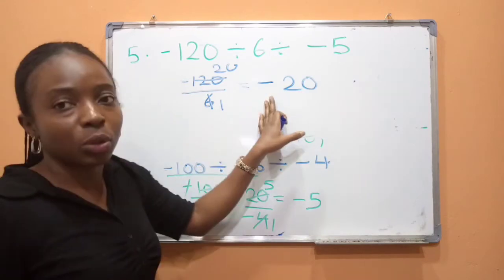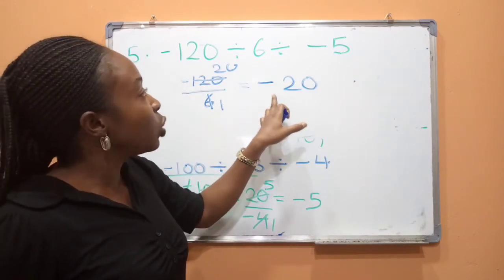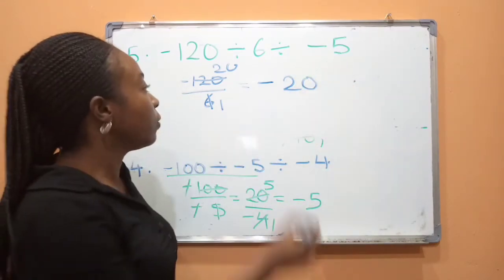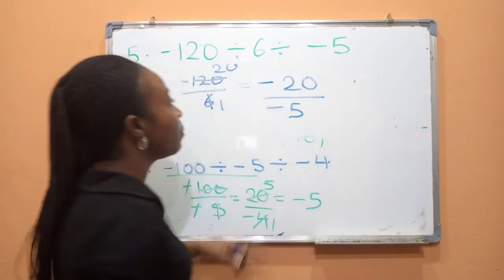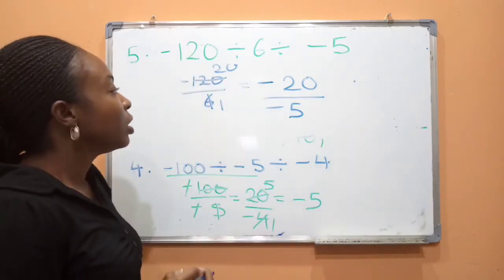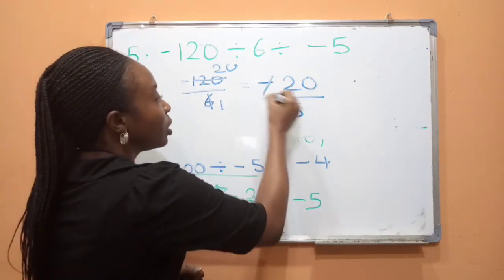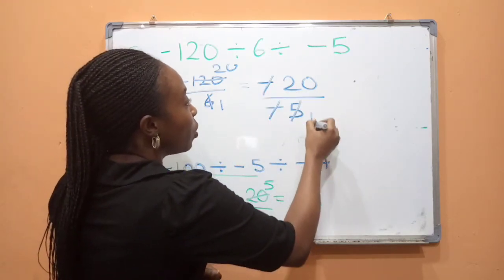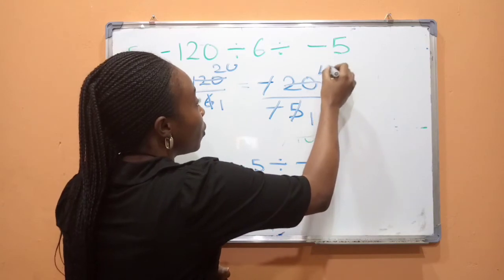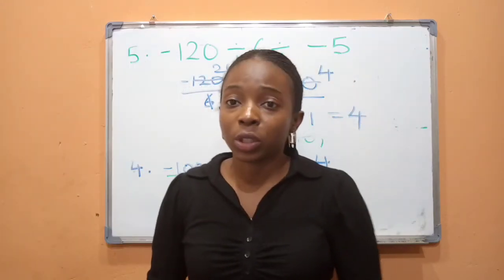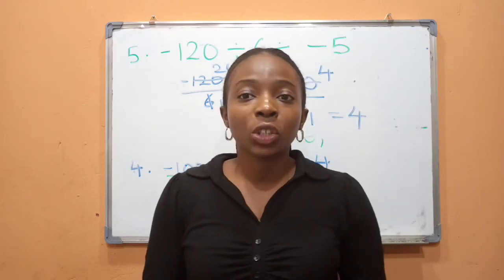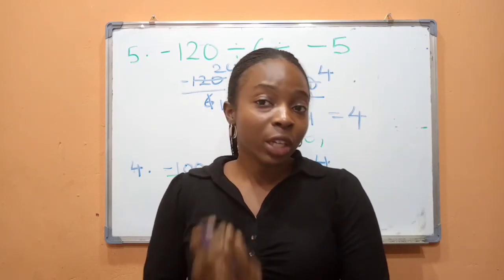Now we are not done, okay? Because we now have minus 20 divided by minus 5. So let's divide minus 20 by minus 5. Remember, since they are the same symbols, this is going to cancel out. So we're going to have 5 goes here 1, 5 goes here 4. So our answer is simply 4. So this is what we have today on multiplication and division of directed numbers.